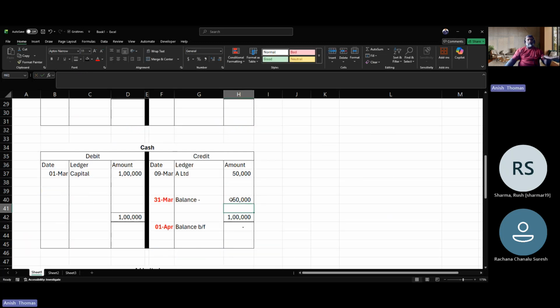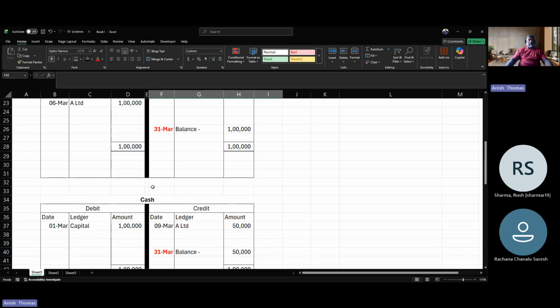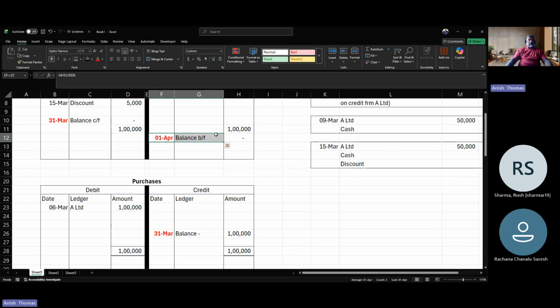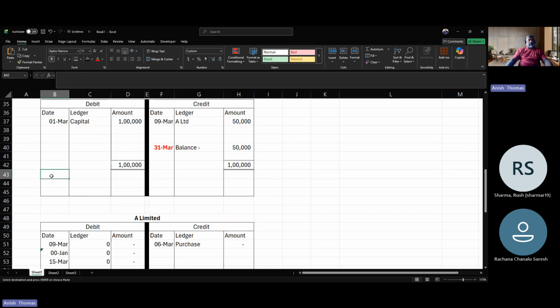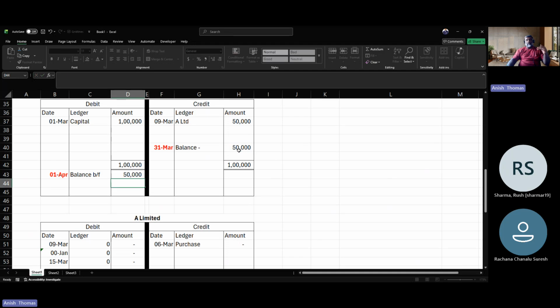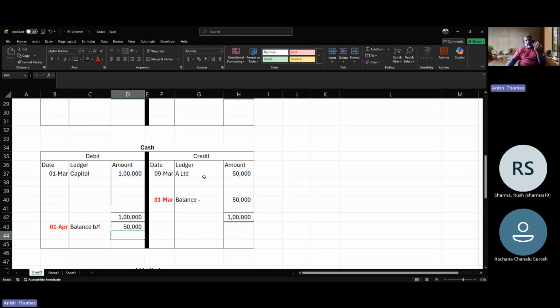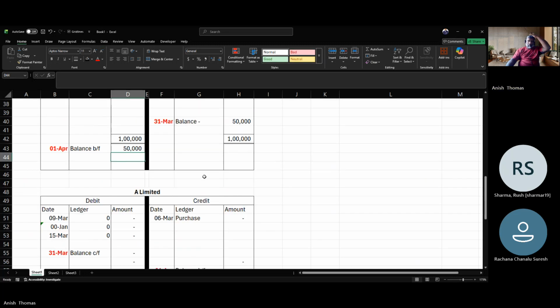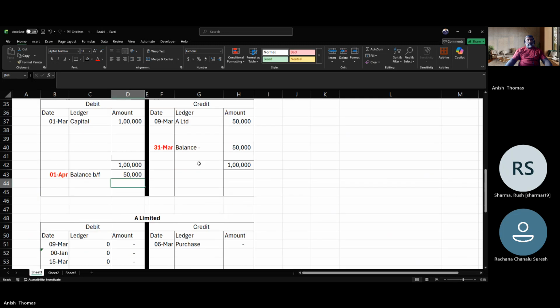So the balance of my cash is again 50,000. I had 100,000. I paid 50,000. At the end of the period, I'm going to have 50,000 cash, and this is going to come into my balance brought forward of April over here because this is a real account. The balances will continue in the next period also. All right. Clear? Okay, so that is with cash.